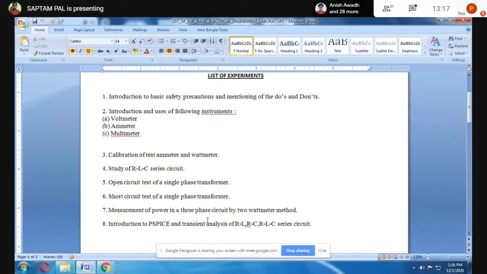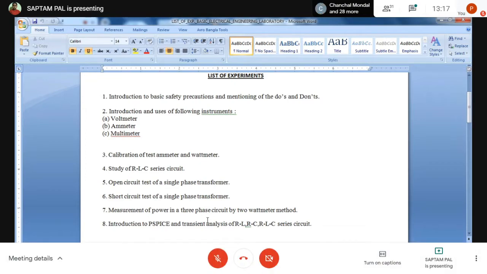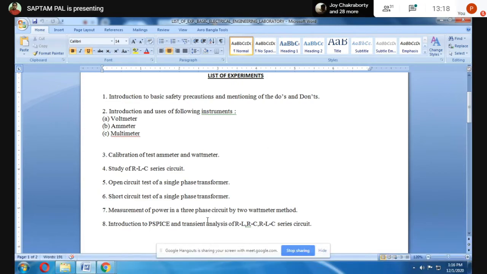Next one is the calibration of test ammeter and wattmeter. Why is this calibration required? The calibration formula was told by Pradeep sir. But the basic need for calibration is due to the weather effect, due to wear and tear. The ammeter, the wattmeter, all the instruments that we use may not give the correct value when we do our experiment.